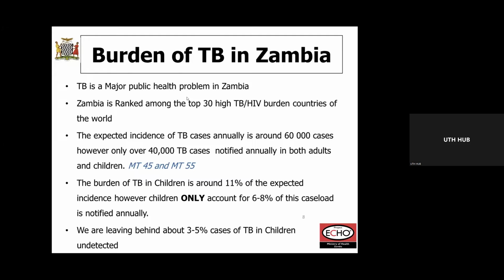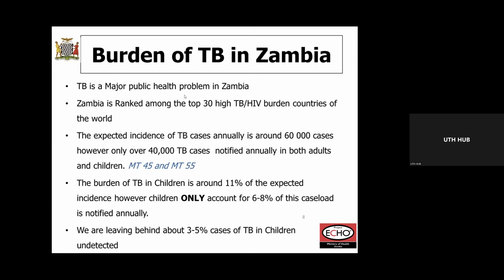The childhood TB burden in Zambia, or globally, is estimated at around 11% of the notifications that you make. So for instance, if we are notifying 50,000 cases, 11% of those should be children. If we're notifying 100,000, we're saying 11,000 should be children. However, we normally don't meet that as a country. We are only notifying around 6 to 8% of children with TB. This means that we are missing around 3 to 5% of these children, who go undetected.